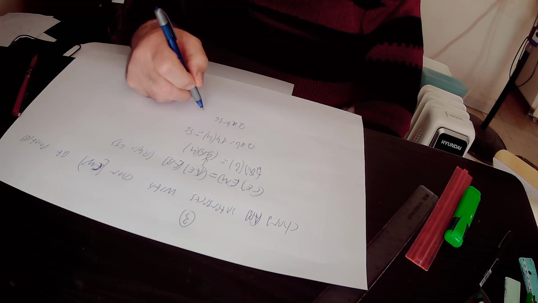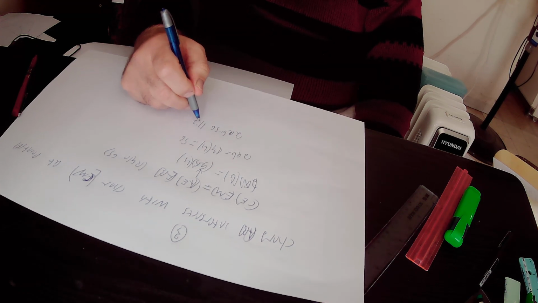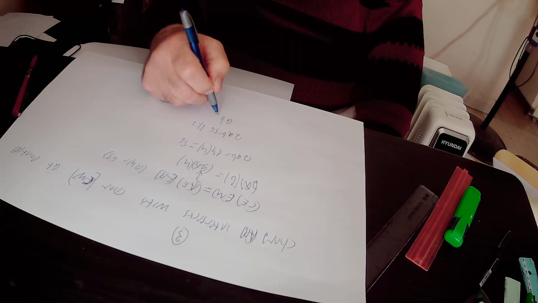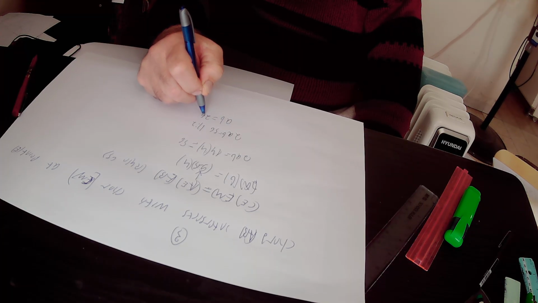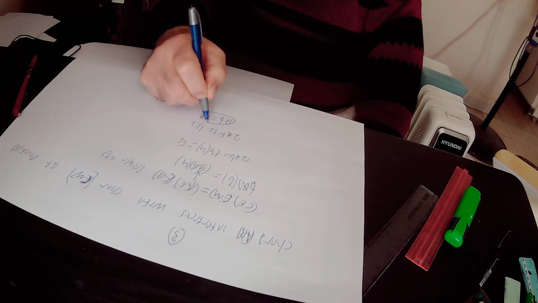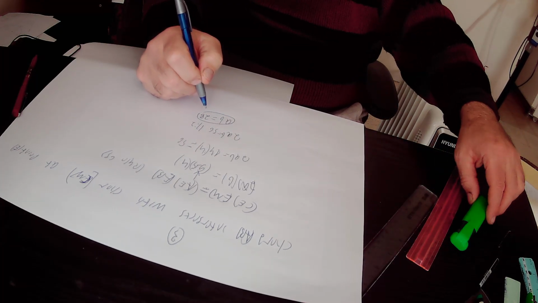Here we divide this equation by 2, and finally get that AB equals 56 over 2, which is 28. AB equals 28.